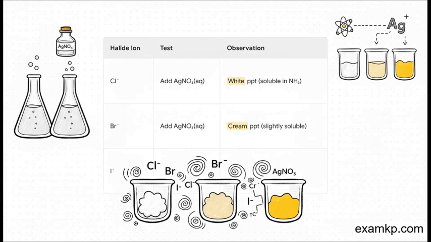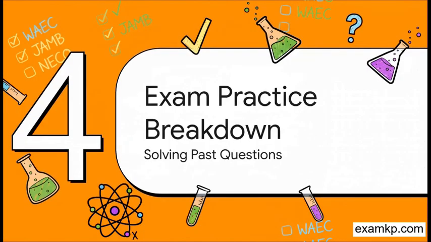A white precipitate means you have chloride ions. A cream-colored one means bromide. And a very distinct yellow precipitate means you have iodide ions. You have to memorize these colors: white, cream, yellow. It's free marks.